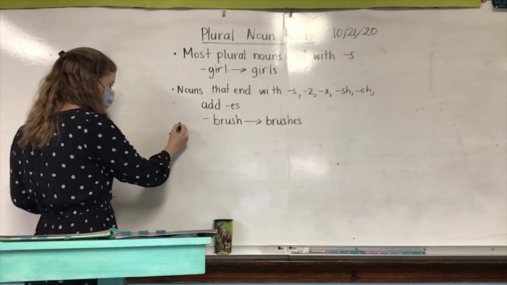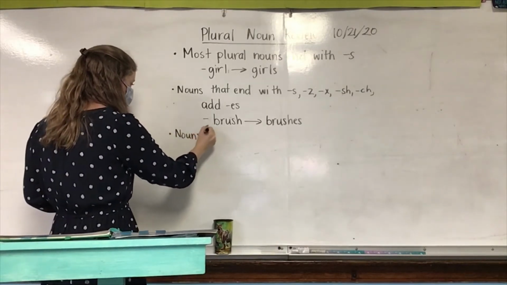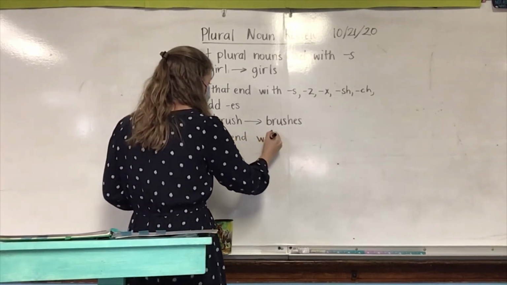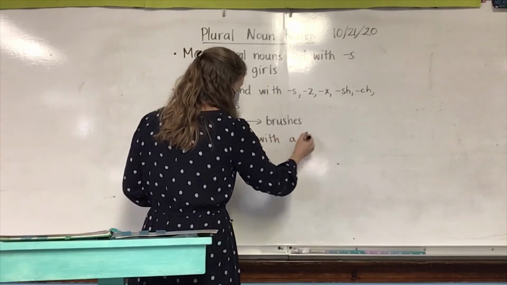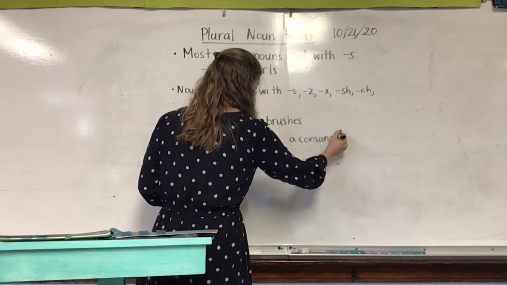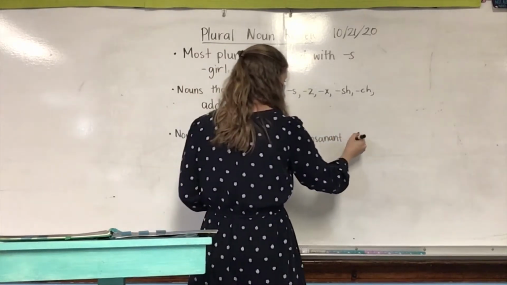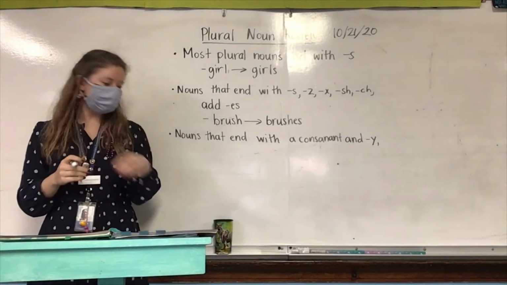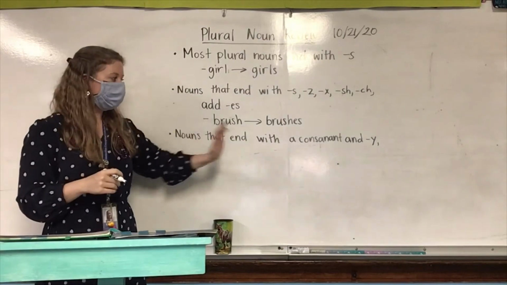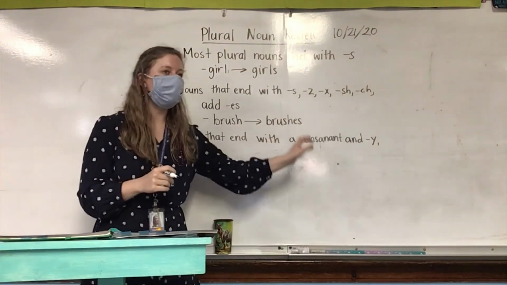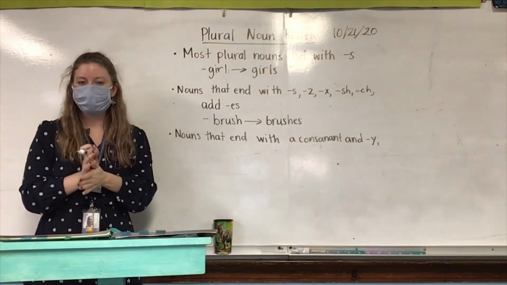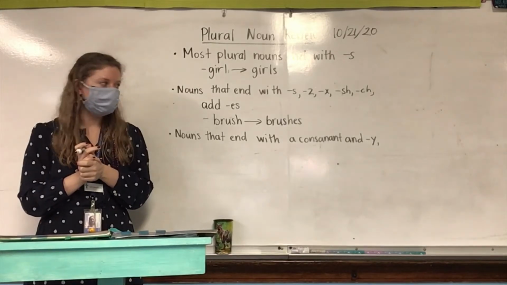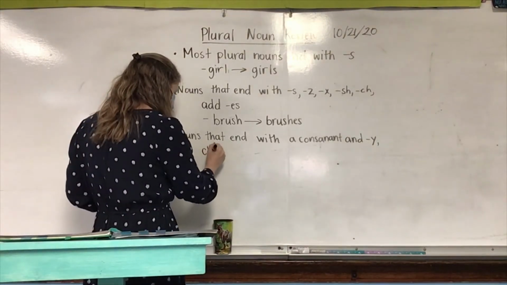Okay. Nouns that end with a consonant and the letter Y. What do you do? If it ends with a consonant and then the letter Y, what do you do to make it plural? Carla? You change the Y to an I and add ES.